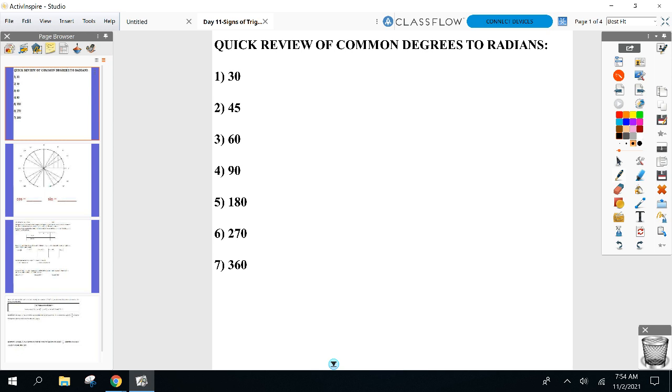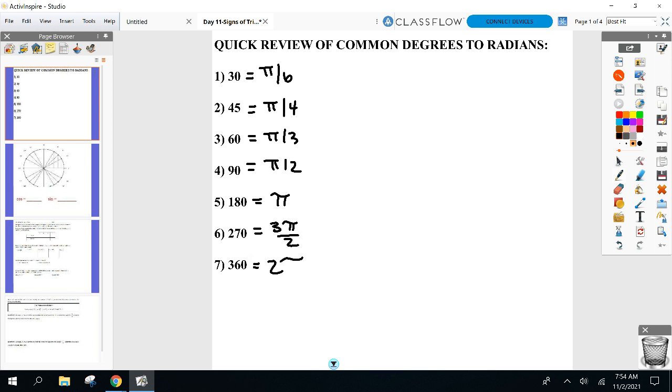All right, like we do most days. Quick review. 30 in radians: pi over 6. How about 45? Pi over 4. 60: pi over 3. 90: pi over 2. 180: just pi. 270: 3 pi over 2. And 360: 2 pi. All right, there we go. Just a quick review. They're going to come up more and more.